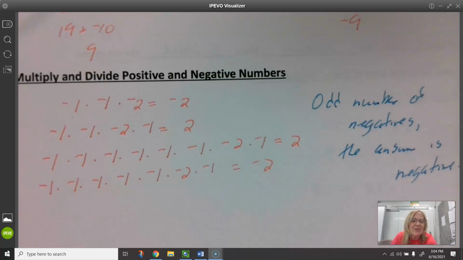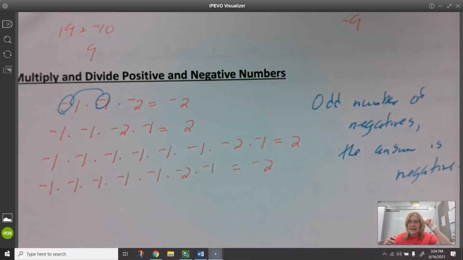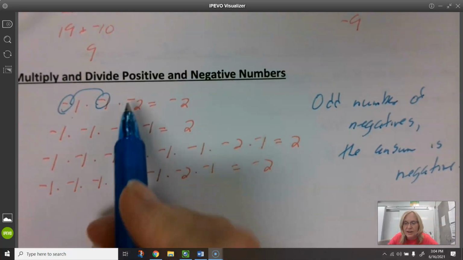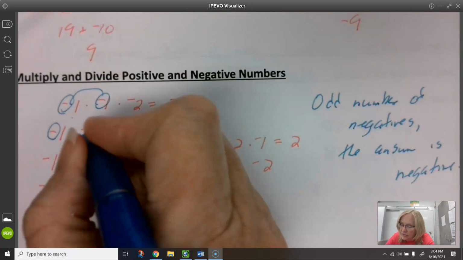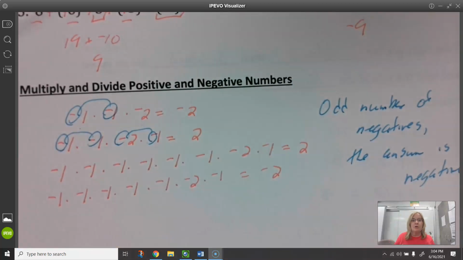The other thing that you can do that I think is kind of fun is pretend like they knock each other out. So I have this negative and this negative, bam, knocked out. No more negatives, so I have one negative left. This negative and this negative knock each other out. I'm not a violent person by nature, but I just think that's kind of a fun thing to do.